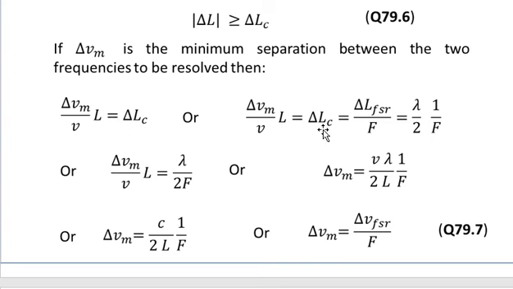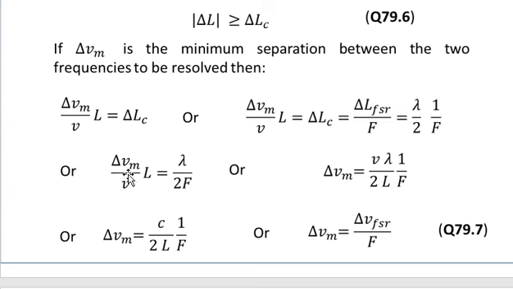But delta LC has been found to be equal to delta L free spectral range divided by capital F, the finesse, and this delta L FSR is equal to lambda by 2 from equation number 1. So we have replaced delta L FSR with lambda by 2, and separated 1 over F from the lambda by 2. So this is the expression. Now we can write the left hand side and the rightmost side of this expression: delta nu m over nu is equal to lambda over 2L into 1 over F.